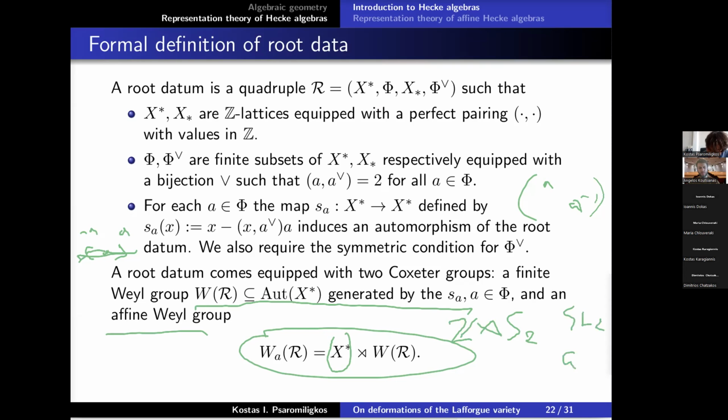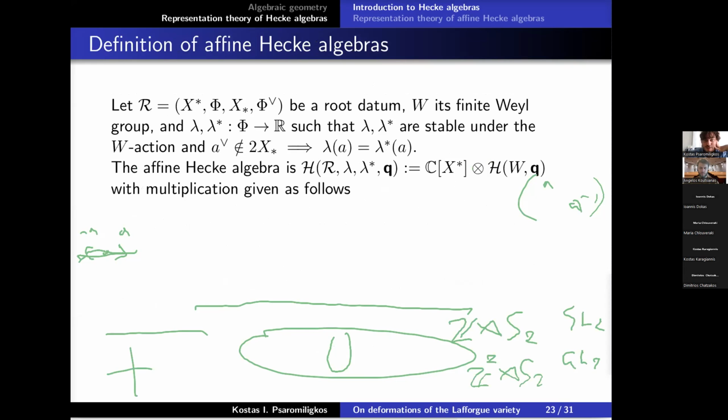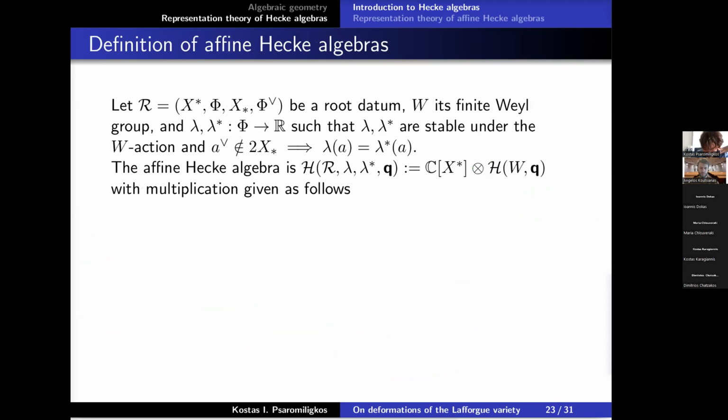If you look at GL2, then you would get a two-dimensional lattice, but the Weyl group would still be S2. So this is what root data are, and the next slide is going to be the last technical slide of this talk, which is what actually affine Hecke algebras are.